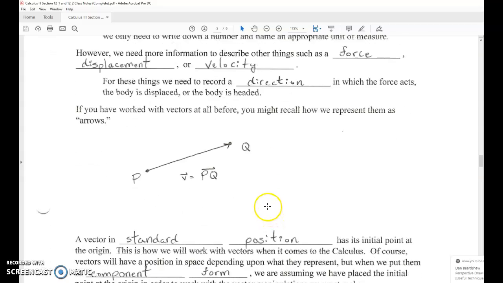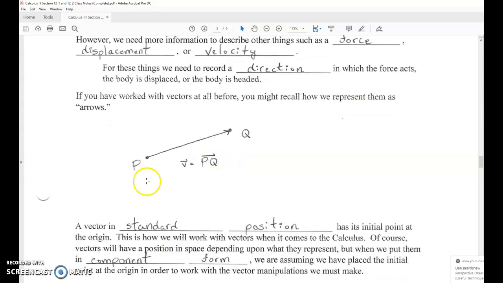So if you've worked with vectors at all before, you might recall that we represent them as arrows. So we have an initial point P, a terminal point Q. You draw a line from the initial point to the terminal point Q, and you put an arrowhead on it at the terminal point. This is called the vector PQ, but then you put a little half arrow over it, indicating that we mean a vector. Or we just give another name, the vector V, which in this case is the vector PQ.